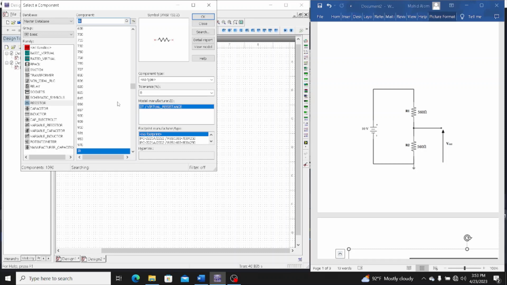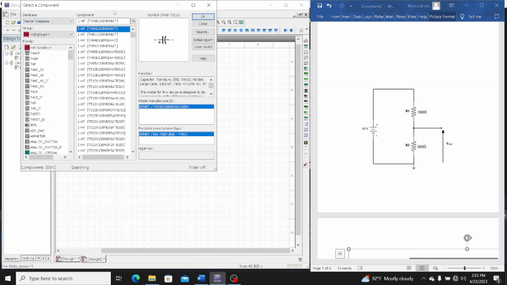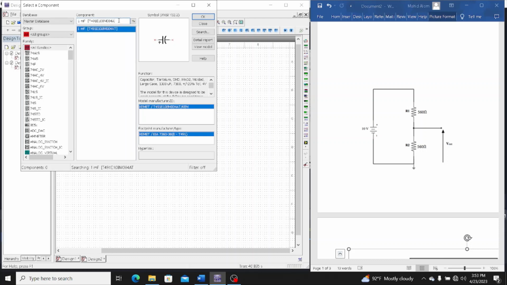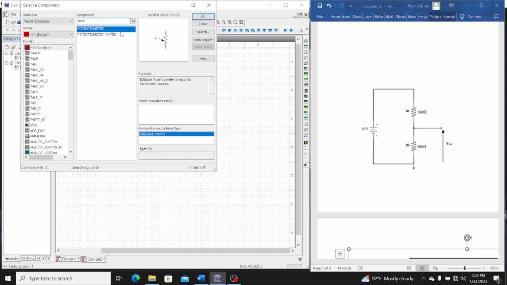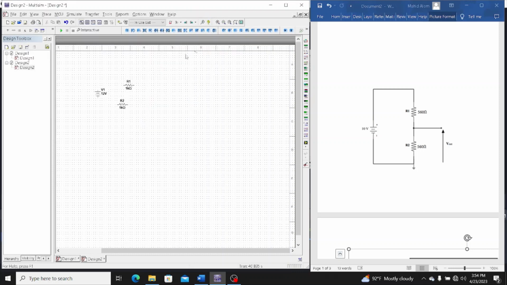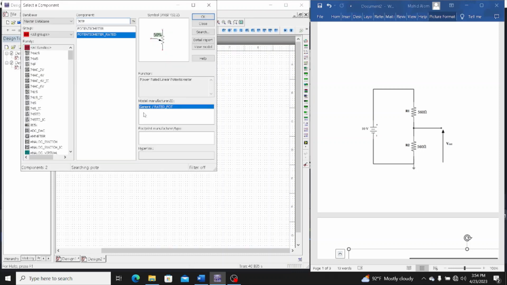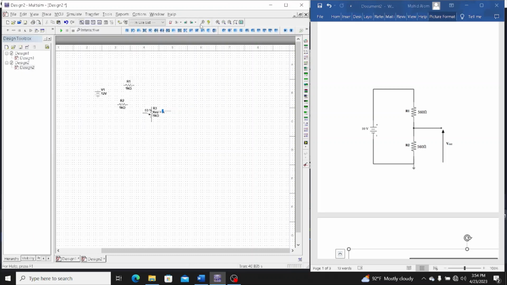In potentiometer we can vary the resistance value. So in order to get that, all group, then I need to search it, and that is potentiometer rated. Here it is. Close, and I also need to take one ground.